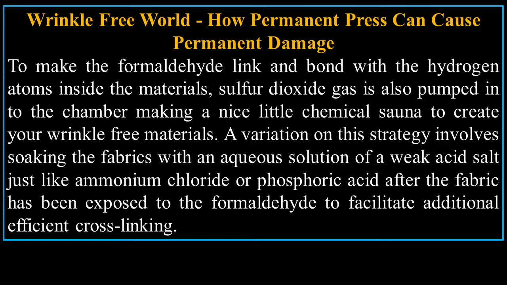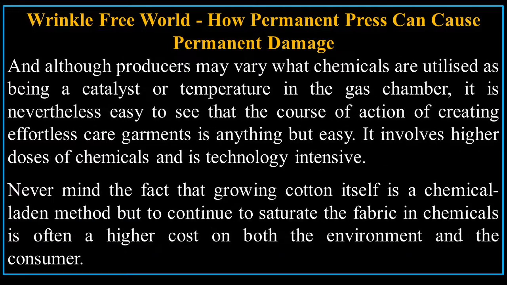A variation on this strategy involves soaking the fabrics with an aqueous solution of a weak acid salt, like ammonium chloride or phosphoric acid, after the fabric has been exposed to formaldehyde, to facilitate additional efficient cross-linking. So not only are we talking about formaldehyde, but sulfur dioxide, ammonium chloride, phosphoric acid, and probably a variety of other chemicals that are not even listed.